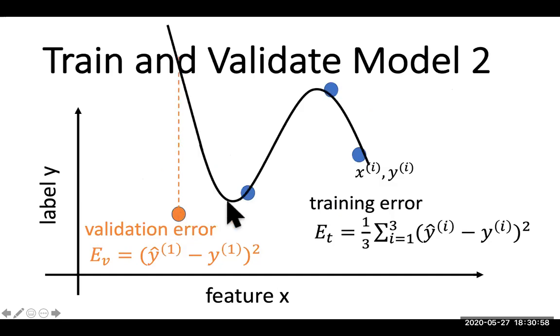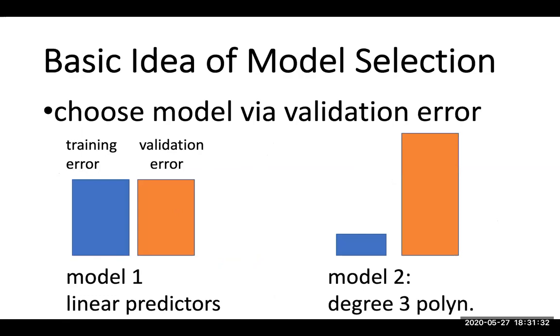Okay, and we do the same with the other model. We train on the training set. We choose the coefficients of the degree 3 polynomial based on these 3 points that we use for the training set. After we fit the polynomial to the training subset, we look at how well the polynomial predictor does on the validation set. Here we see already this validation error is quite large. This gives us a hint that maybe the larger model, model 2, might not be good. The basic idea of model selection is to choose the model based on the validation error and not on the training error, because the training error always decreases for larger models.